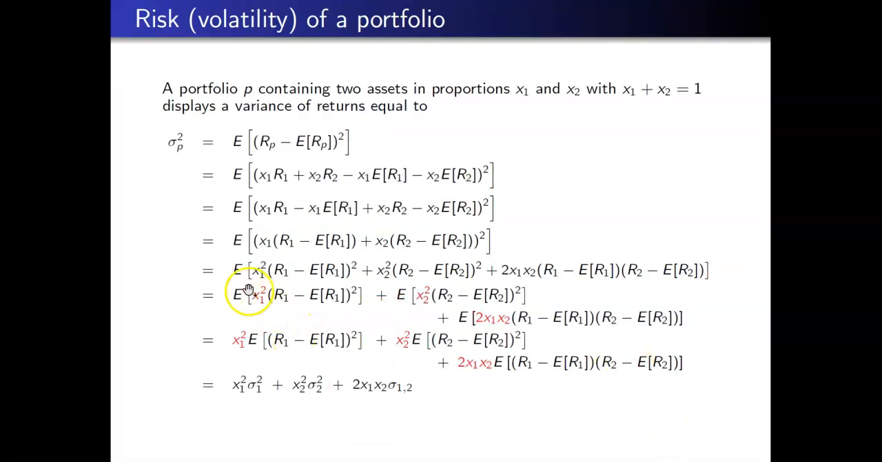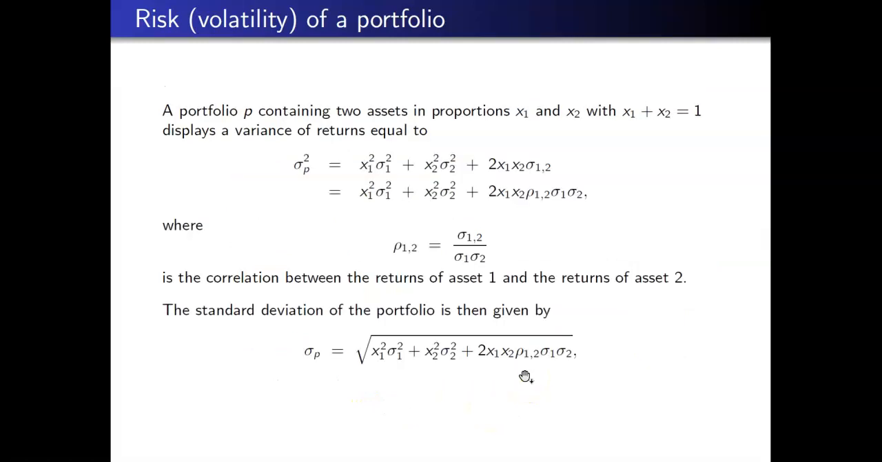Now we take the x's outside of the expectation operator because we can. It's a linear function. And now this is the end of our calculation. So x1 squared variance of 1, x2 squared variance of 2 plus 2 times x1, x2 covariance of x1 and x2. So you have all the details here. So the variance of P is x1 squared variance of 1, x2 squared variance of 2 plus 2 times x1, x2 covariance of 1 and 2.